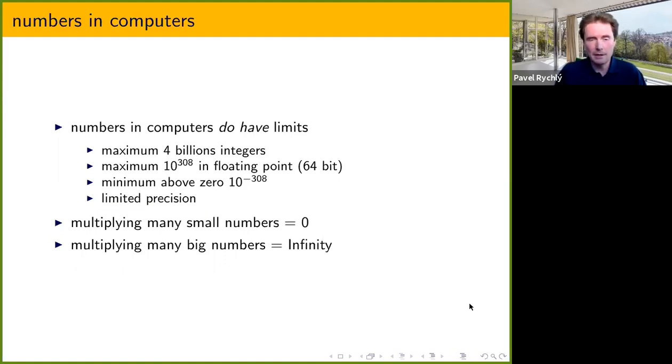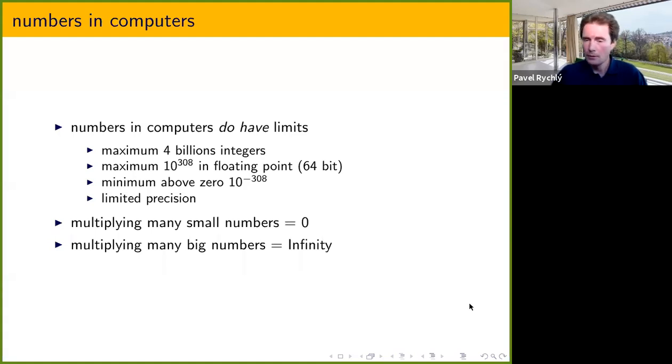So it is the number with, say, 308 zeros in the decimal writing. So it seems that it is a huge number, but we can easily come to these limits. And also there is a limit on the smallest number.